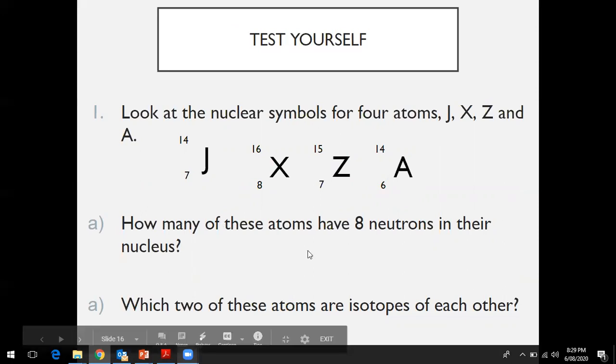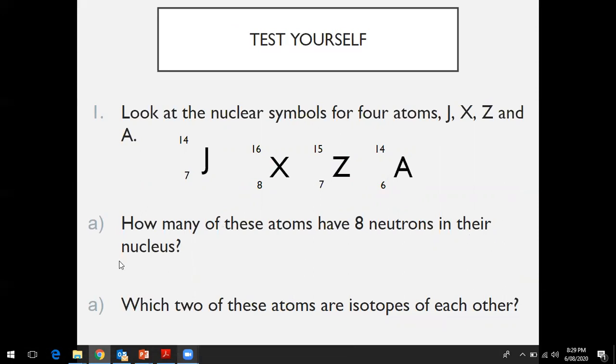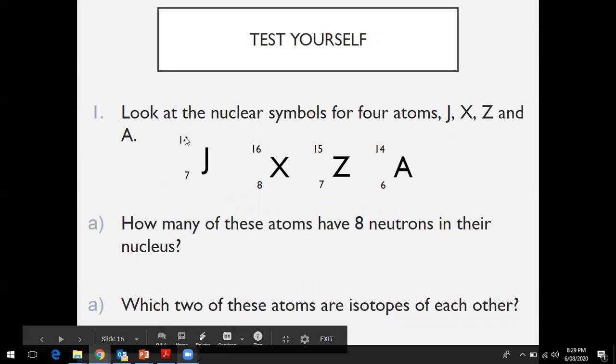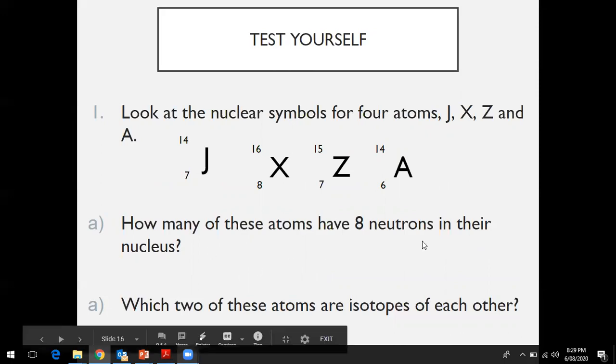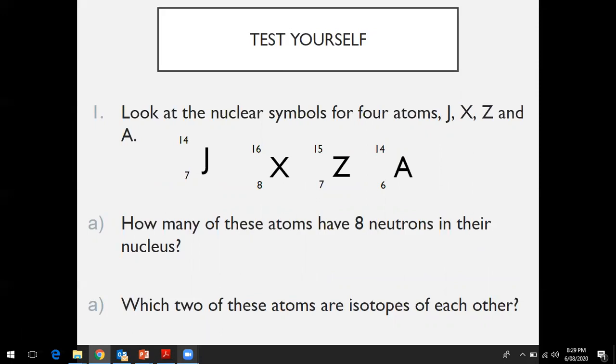So you need to find how many of these atoms have 8 neutrons. So how do you find neutrons? The top number take away the bottom number. So just find for all of them and write how many of these have 8 neutrons, and then which of these are isotopes. If they have a different number of neutrons, then they are isotopes, but with the same number of protons. Okay.